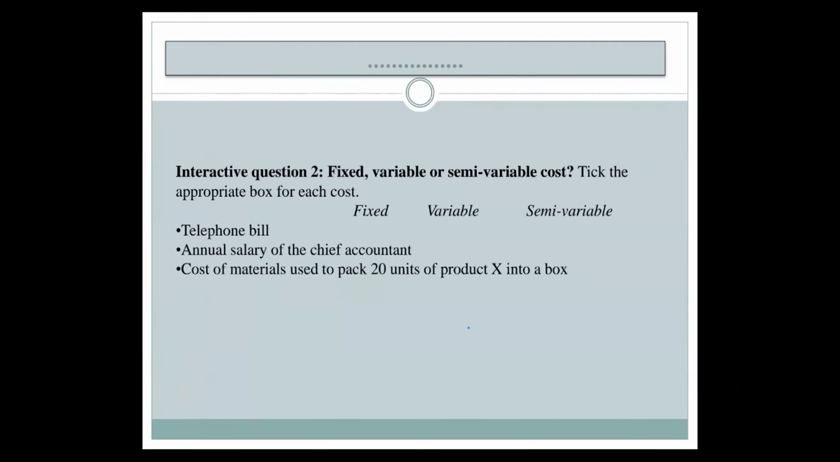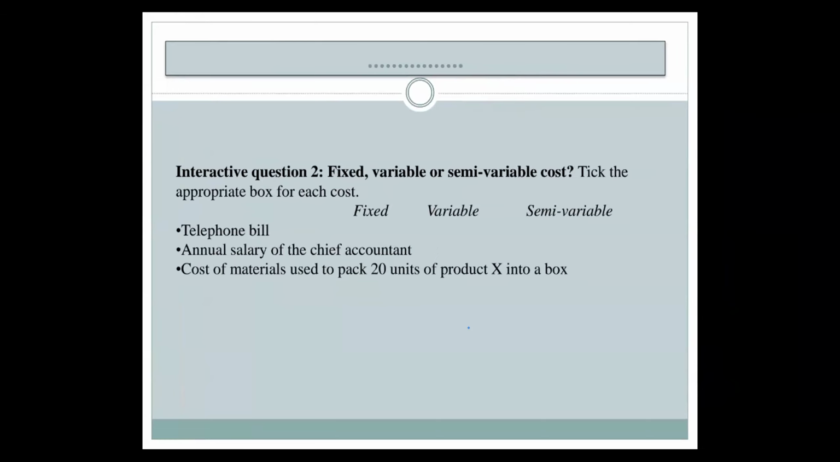That is proved here. So let's come to this interactive question. This is very much easy, you can easily solve it. Fixed, variable or semi-variable cost you have to identify. So what about telephone bill? What type of expenditure is it?